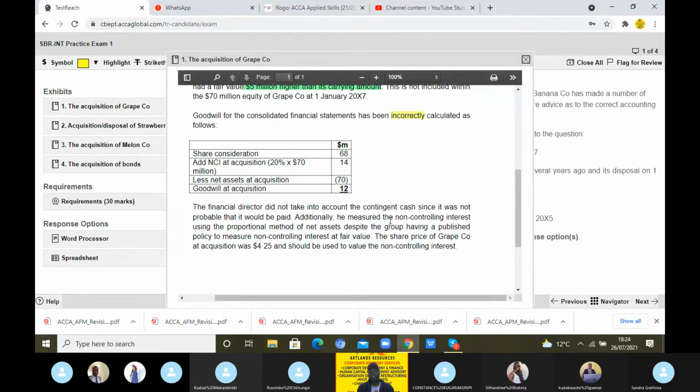Now, additionally, he measured the non-controlling interest using the proportionate method of net assets, despite the group having a policy to measure NCI at fair value.